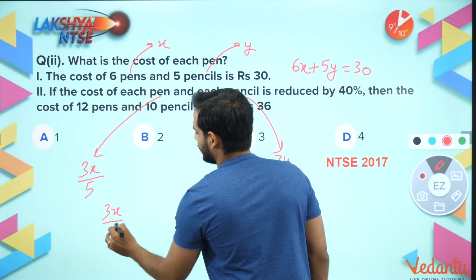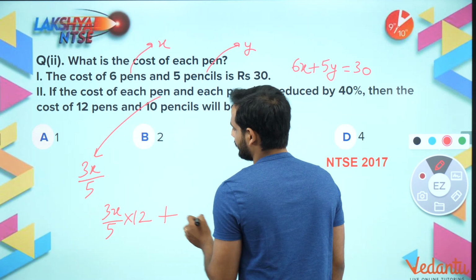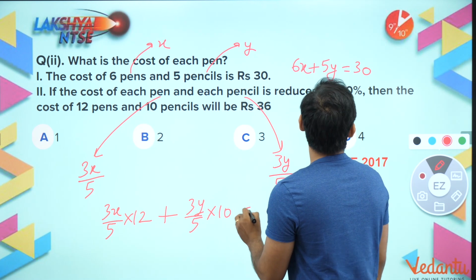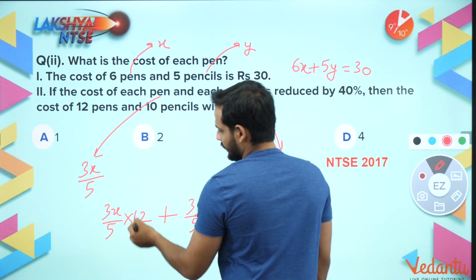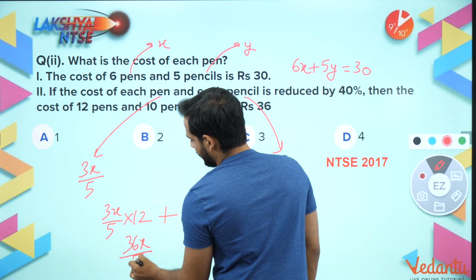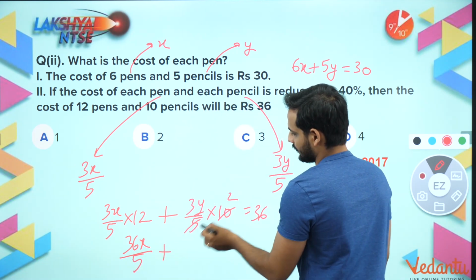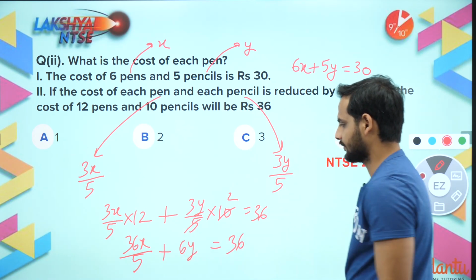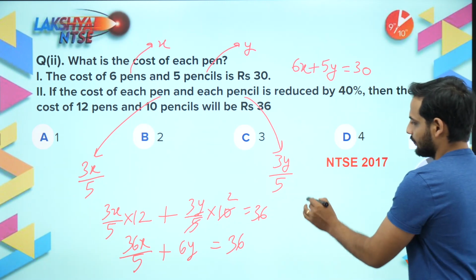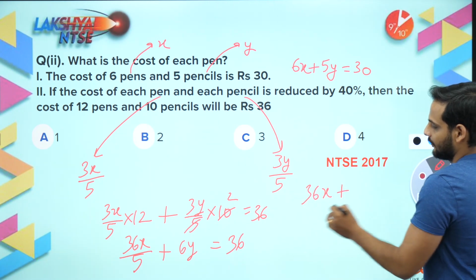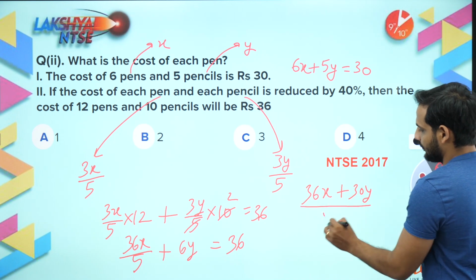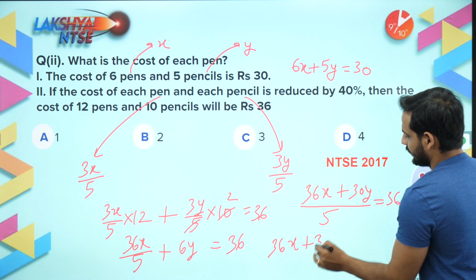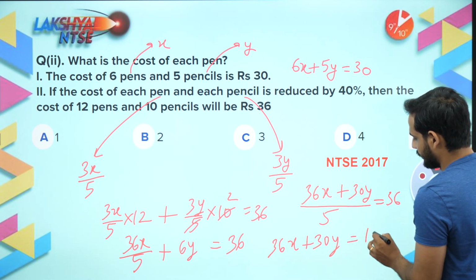So 3x by 5, 1 pen's cost, into 12, plus 10 pencils, 3y by 5 into 10 pencils, will be equal to rupees 36. Chalo, so this will become 36x by 5 plus 6y is equal to 36. Take LCM on this side, so you'll be getting (36x plus 30y) upon 5 is equal to 36. Shift this 5 there, 36x plus 30y is equal to 36 into 5, which is 180.